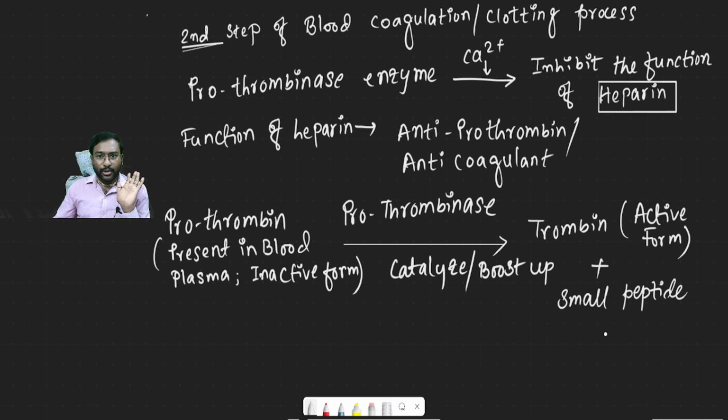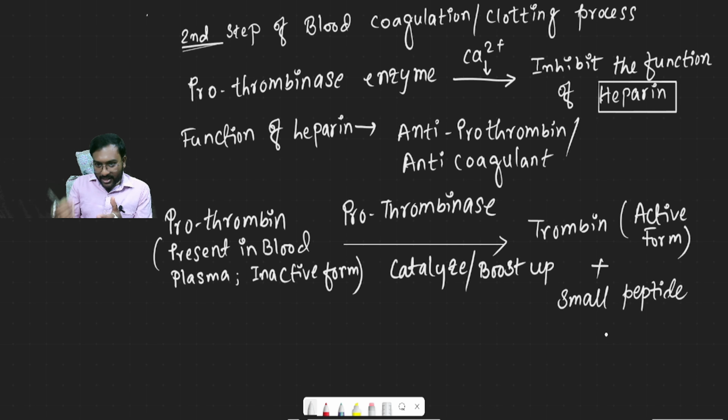elements are also produced. So if we consider the second step again, what is the first condition? During the second step, the prothrombinase enzyme in the presence of Ca2+ ion inhibits the functionality of heparin. Normally heparin shows antiprothrombin or anticoagulant activity. If heparin is present in active form, it inhibits the blood clotting process. That's why during blood coagulation the functionality of heparin is inhibited by prothrombinase along with Ca2+ ion.